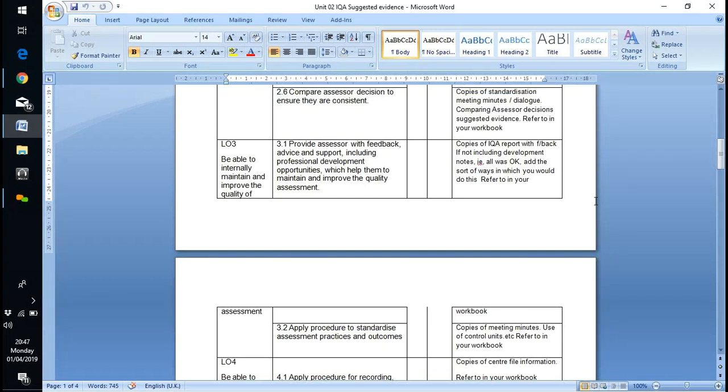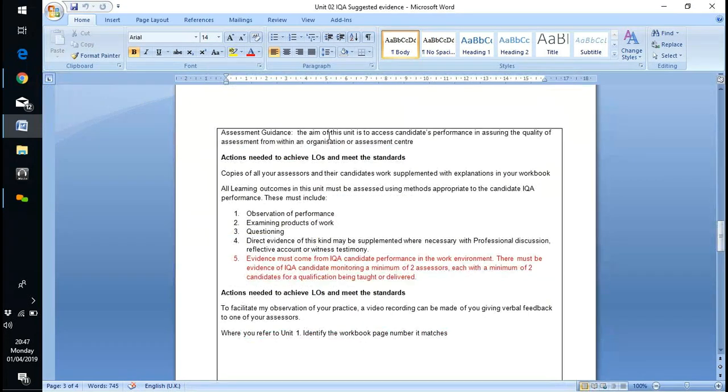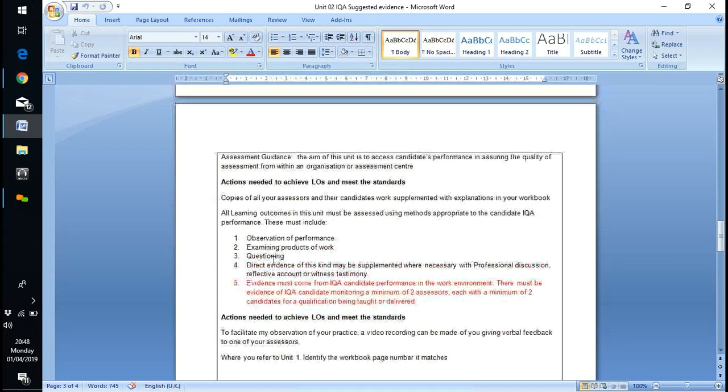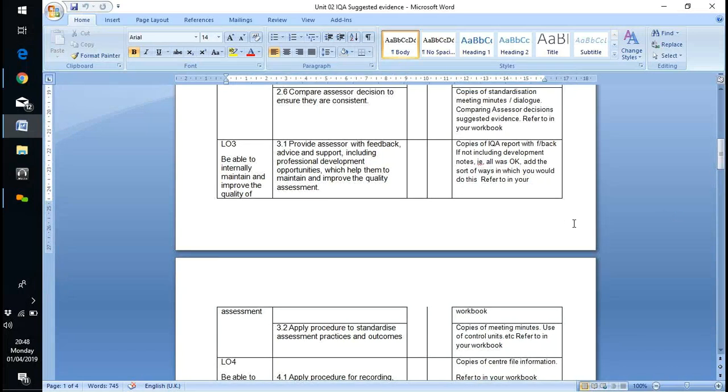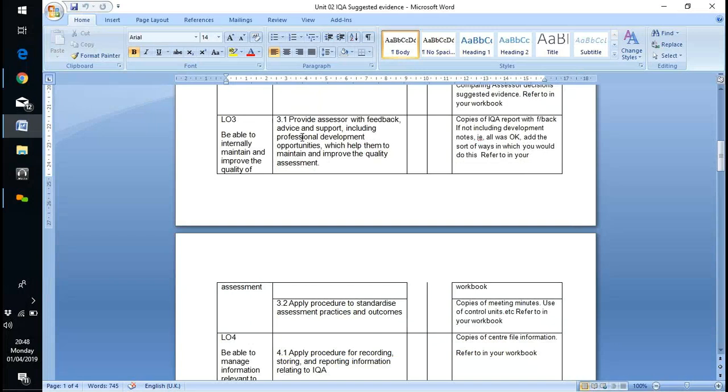3.1, provide assessor feedback with advice and support, including professional development opportunities which help them to maintain and improve the quality of their assessment. So your IQA report should have all these sections on it. What you can put in the summative box at the bottom, this one here, actions needed to achieve the learning objectives with standard, that will go in there. Any actions needed from your assessor will go in there. Again, it could refer to CPD that's happening, the whole opportunities for CPD within there.